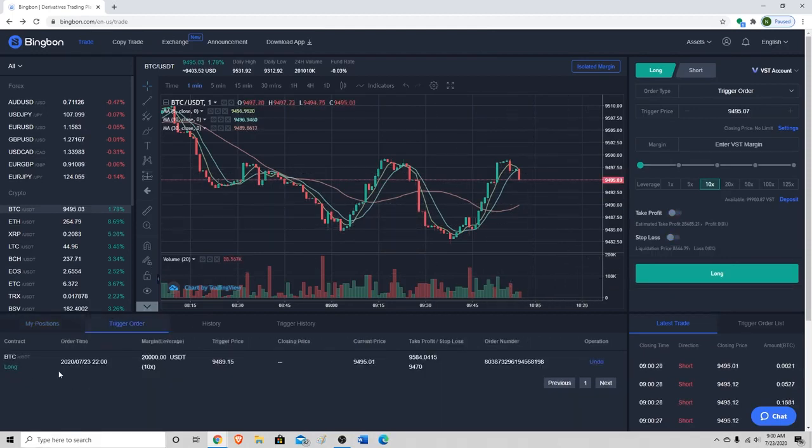I have a trigger order set here. This is what time I set it at. It's Bitcoin. This is the amount. This is what price it'll trigger at. This is the current price, and this is my stop loss and my take profit for that position.